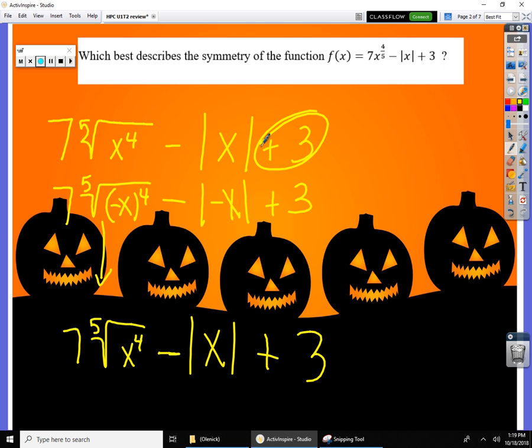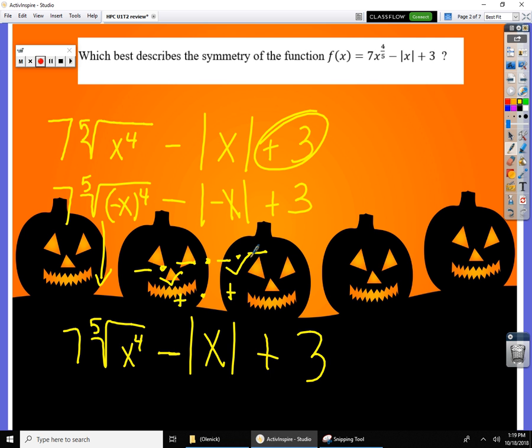Okay, remember, if I have a negative and I take it to an even power, so negative times negative times negative times negative, this becomes a positive times a positive, which is a positive, if you have an even number of negatives.